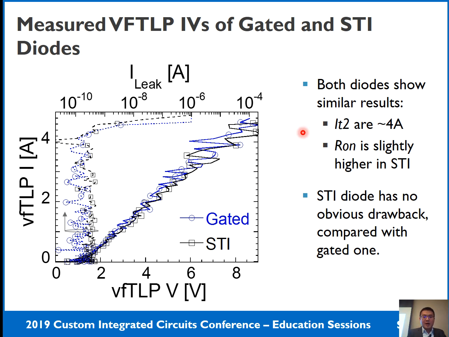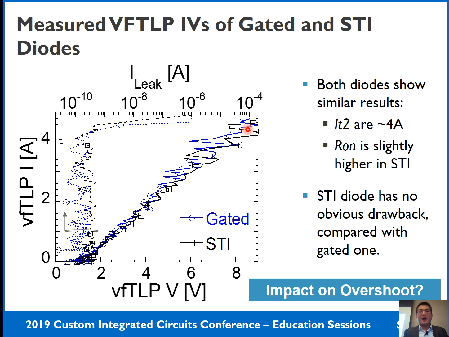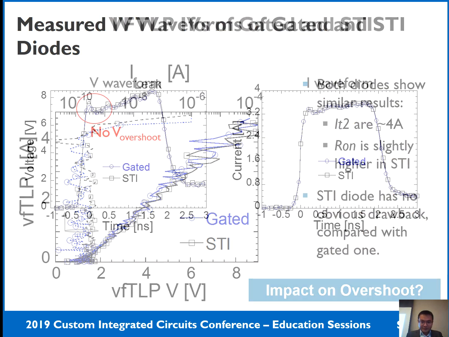Both diodes show a similar It2 around 4 amp, and the STI diode shows slightly higher R-on, but not much. So the STI diode, in fact, has no obvious drawback compared with the gated diode. But don't forget that ESD is a transient event, especially when we study the CDM. So we need to look at the overshoot or the transient waveform.